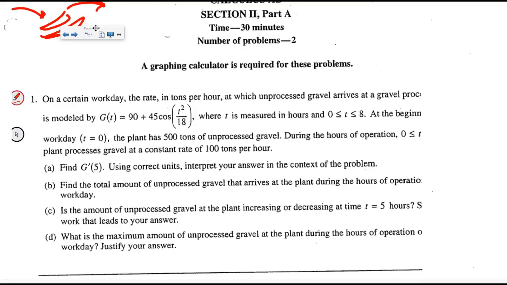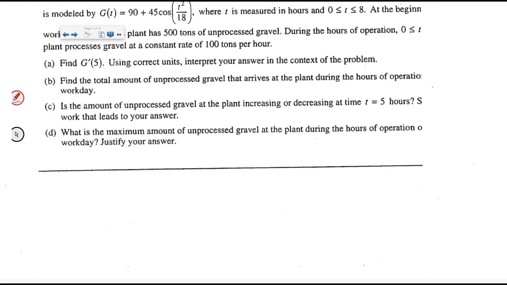First thing I would do is wrap your brain around the situation and draw a picture. On a certain workday, the rate, so they're giving me a rate, in tons per hour at which unprocessed gravel arrives at a gravel processing plant is modeled by G of t. I would go down here and get an idea that I've got this gravel pit, here's my pile of gravel, right? The rate that gravel is arriving, so I could even draw a little truck, is G of t, in tons per hour, and it's a function that changes as time goes by.